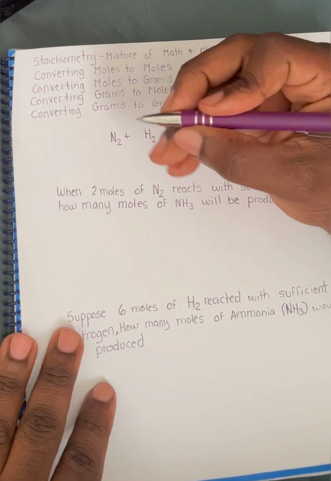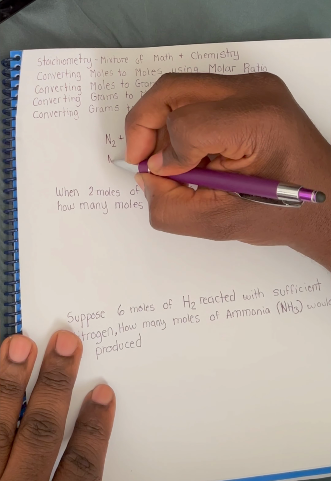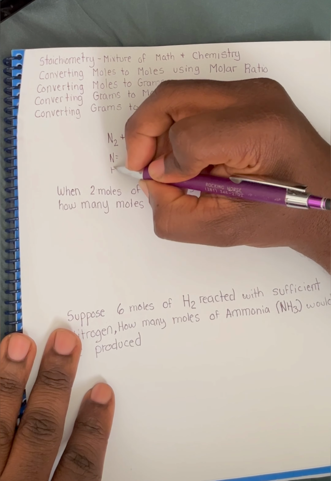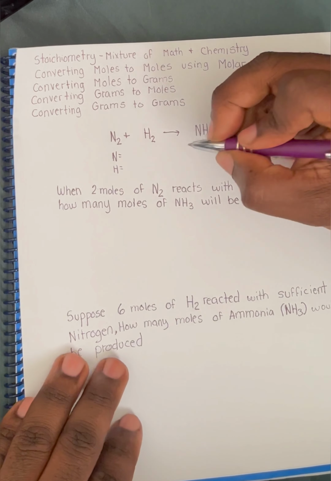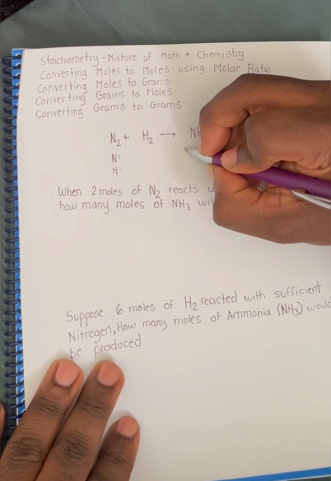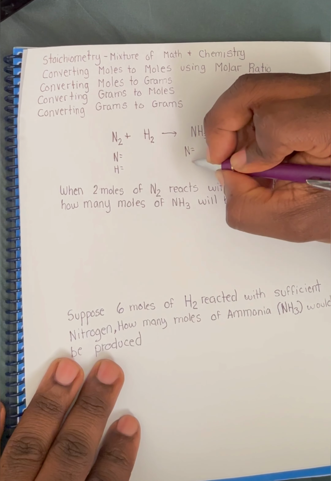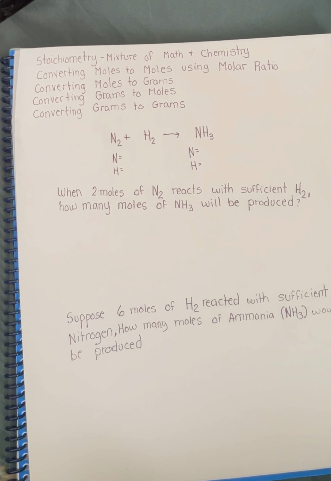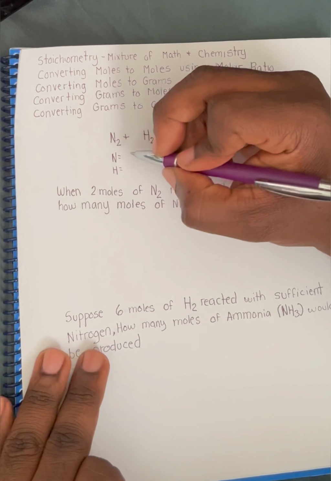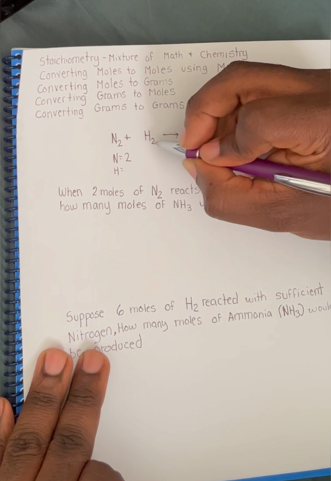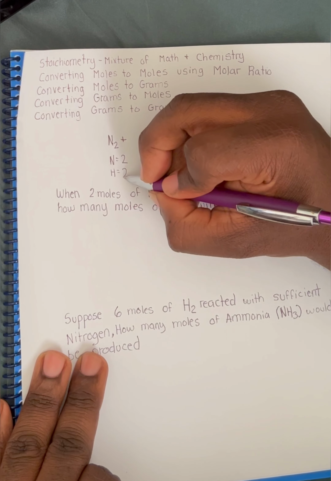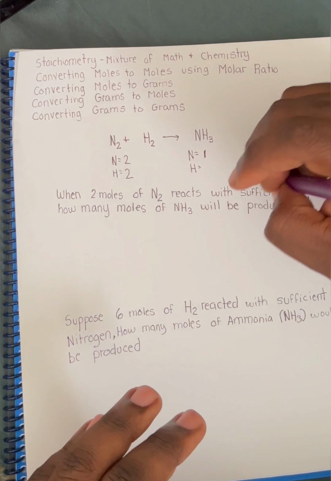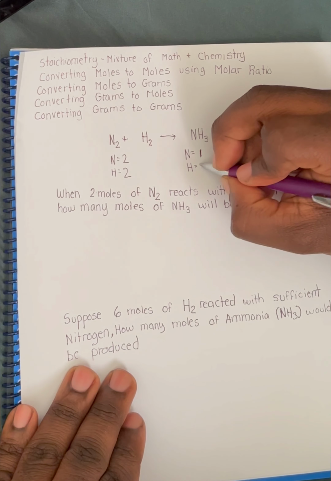So to balance this equation, first I'm going to write my elements on both sides. N, H for nitrogen and hydrogen. For what I did on one side, I'm going to do on the other side. N equals, H equals. Then I count how many each one has. I see 2 N's on the left. I see 2 H's on the left. On the right, I see 1 N. And I see 3 H's on the right.